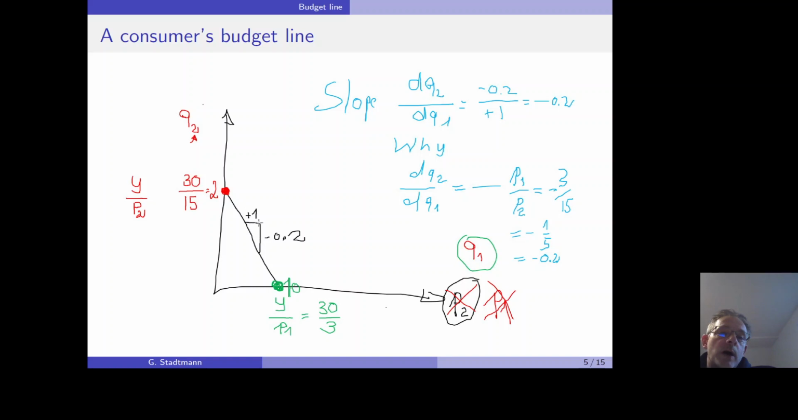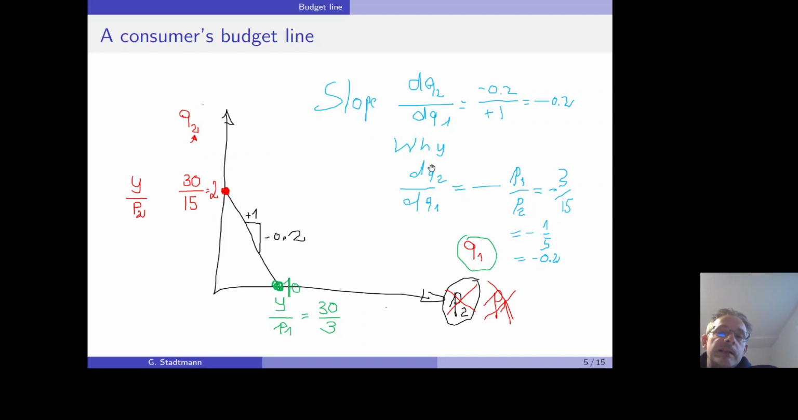When we go one step to the right, the curve goes minus 0.2 steps downwards. So the slope of the curve is given by dQ2 divided by dQ1. The change in the quantity of good 2 is equal to minus 0.2. So we have to reduce the consumption of the second good in case we want to consume 1 unit more of the other good, and hence the slope is a negative 0.2.